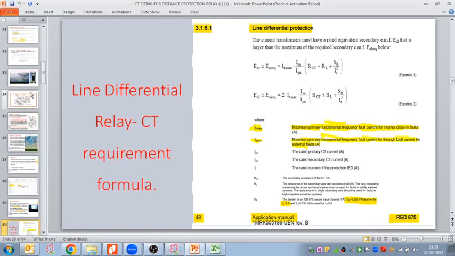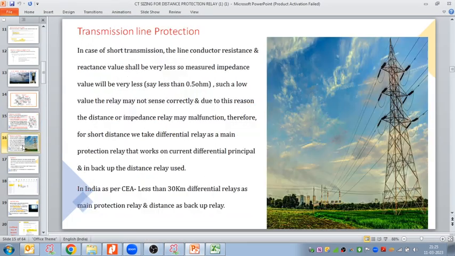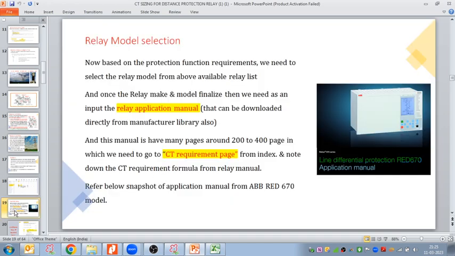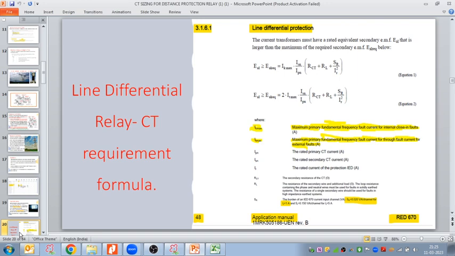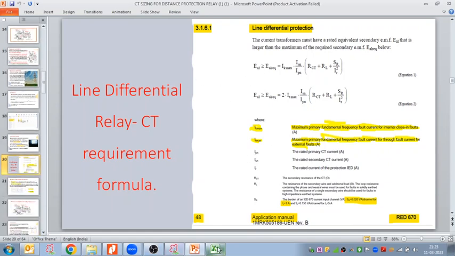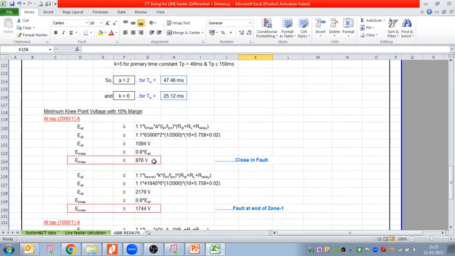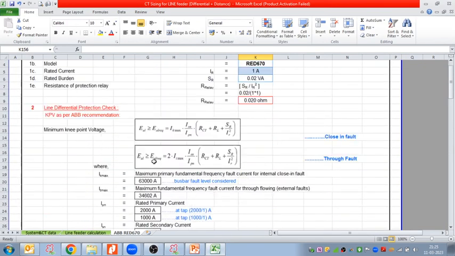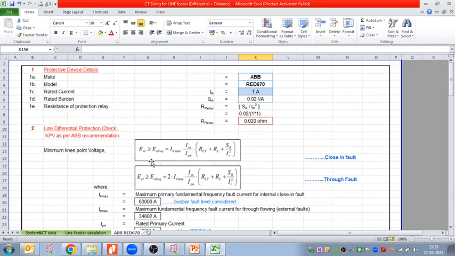Now, relay selection we have to do. In relay selection, we need to check the CT requirement. Once the relay selection is done, from the relay application manual we need to take the CT requirement formula. This we have written here, and this formula ultimately we need to solve. If I open my Excel calculation sheet for the CT knee point voltage calculations, ultimately today we will discuss only this sheet, but before coming to it, we are discussing the background of this sheet.